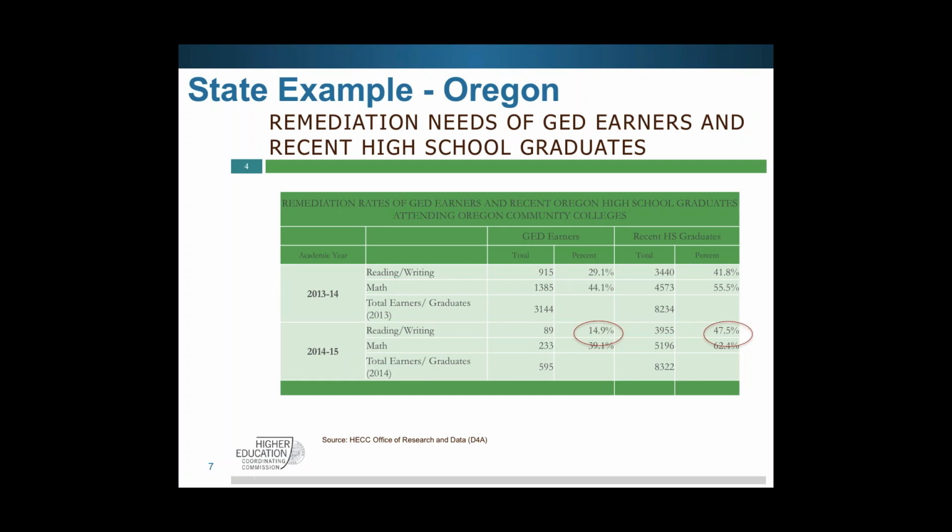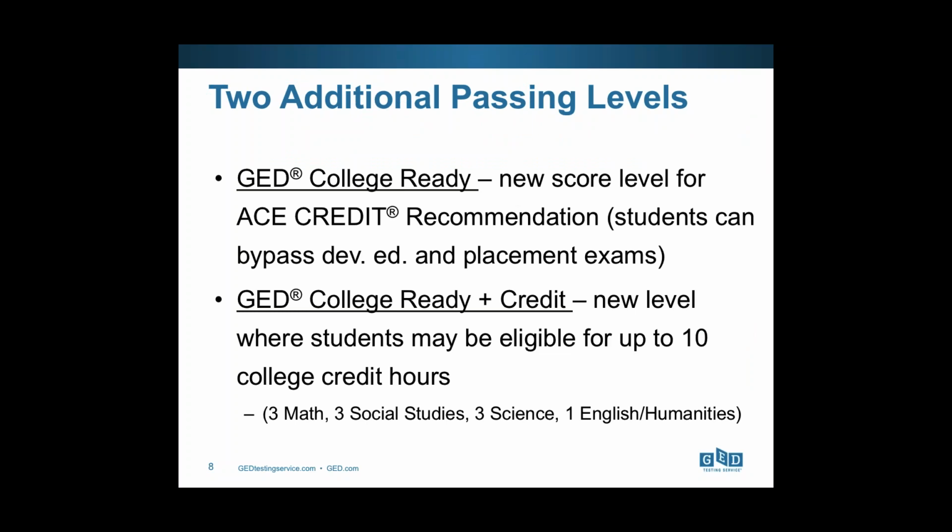So just another indicator of some of the data that had come back about informing this recalibration of the passing standard itself. So the passing standard change from 150 to 145 will make sure more people can benefit from the program, be prepared for that next step, and that the program can be even more inclusive and even more valuable to more people.